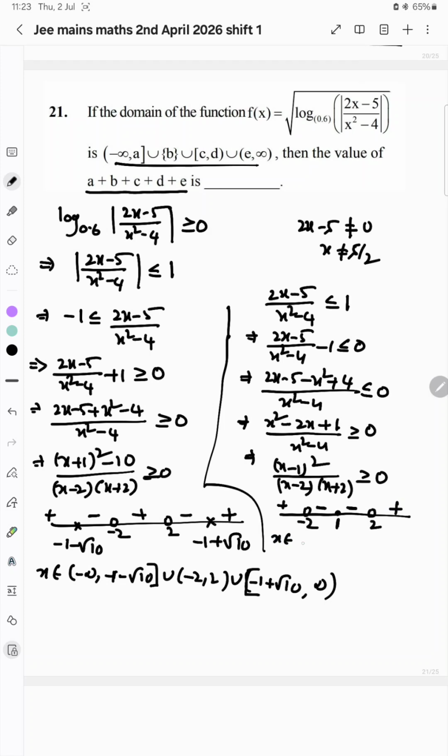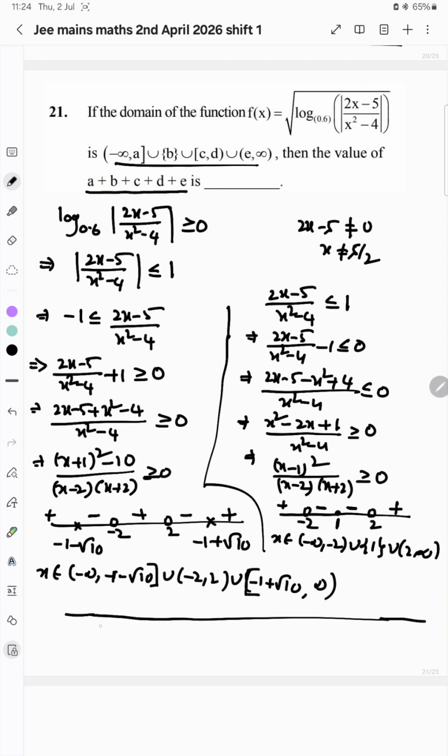So here x belongs to minus infinity to minus 2, open bracket, union 1 is possible, so singleton set 1 you can take, union 2 to infinity. Okay, now from these two we have to take the common domain, common values, that will be the domain of the entire function. Now plot all the critical points here.